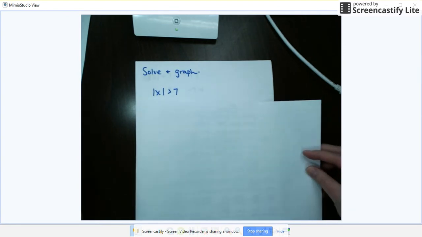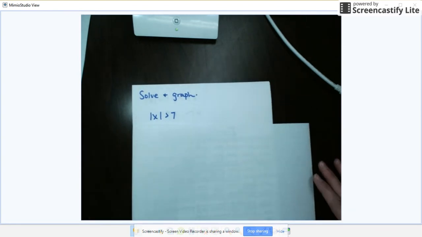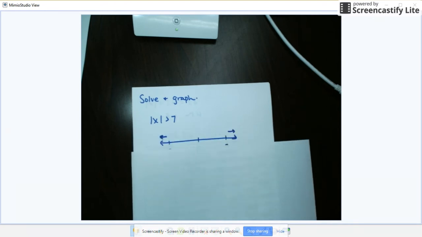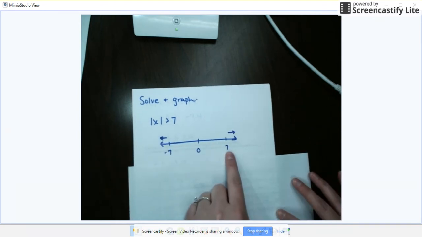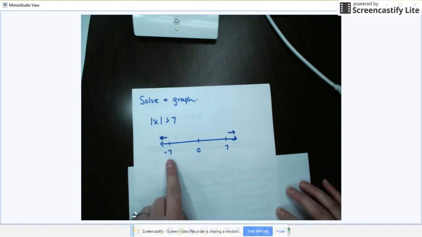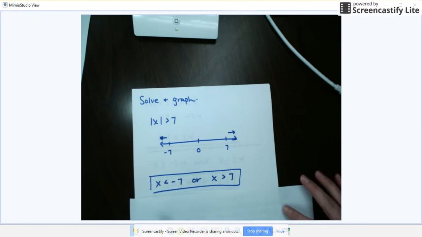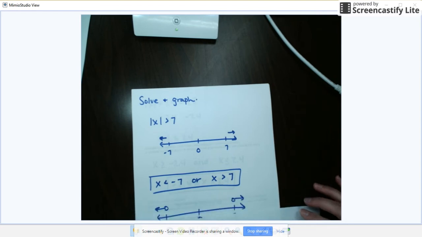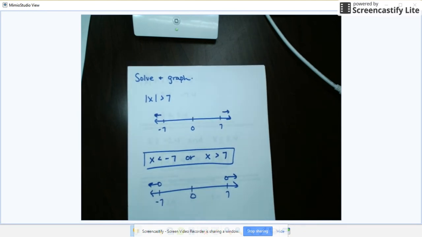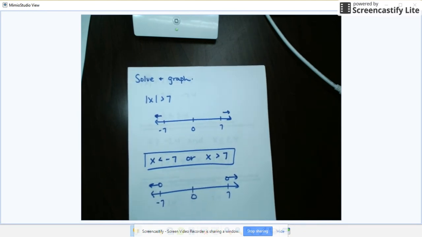Okay, let's change our inequality sign. Absolute value of x is greater than 7. That means now that my distance from 0 has to be 7 or bigger. So we know that it would have to be here at 7, or anything to the right, and negative 7, and anything to the left is going to give us a distance bigger than 7. So we would have x is less than negative 7, or x is greater than positive 7. And then I just incorporated the actual open circles for my less than or greater than sign.